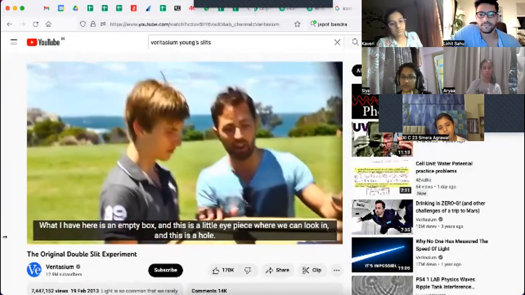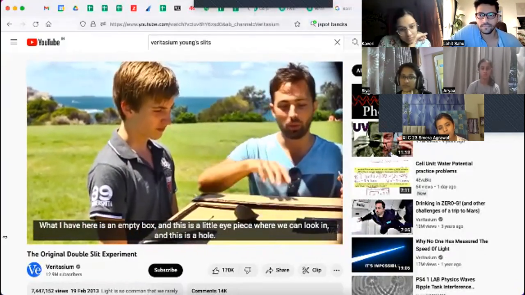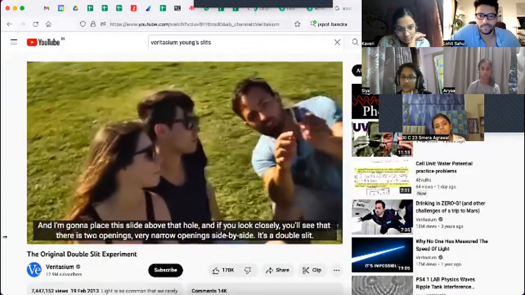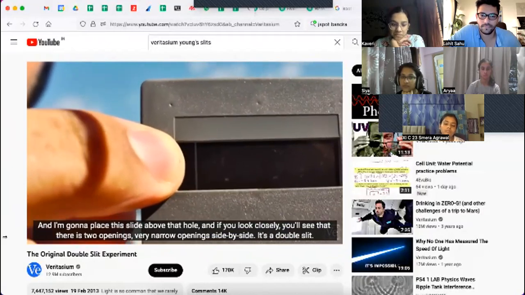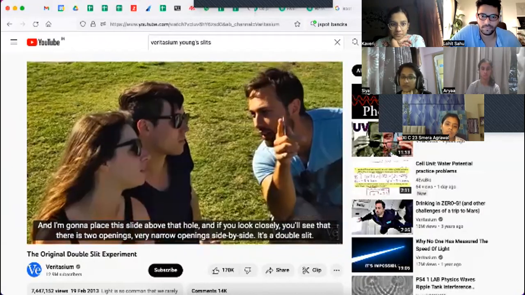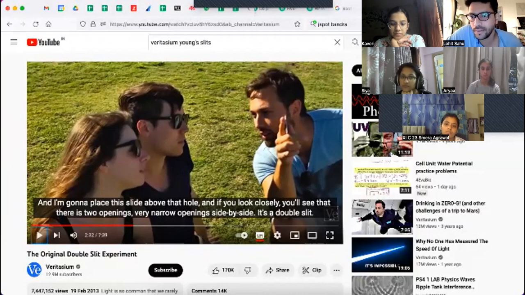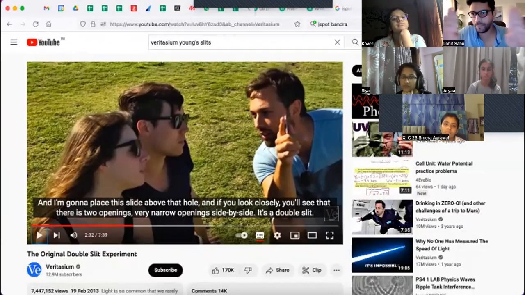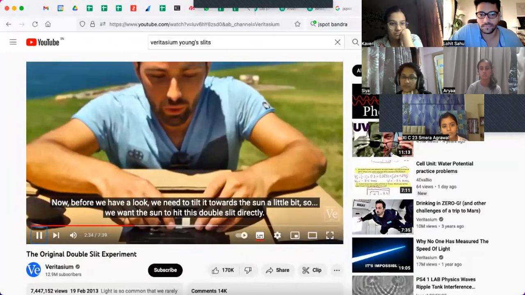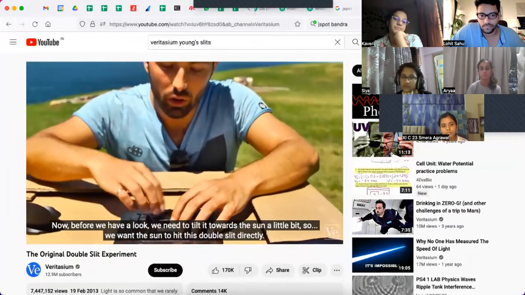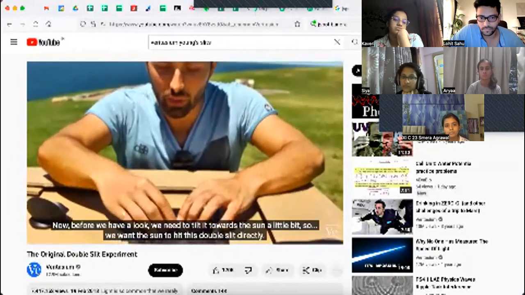What I have here is an empty box. And this is a little eyepiece where we can look in, and this is a hole. And I'm gonna place this slide above that hole. And if you look closely, you'll see that there's two very narrow openings side by side. You saw the two slits? So it's a black paper with two slits through which the light can pass. And the two slits are very close to each other. Did you see that? It's a double slit. Now before we have a look, we need to tilt it towards the sun a little bit. So we want the sun to hit this double slit directly.